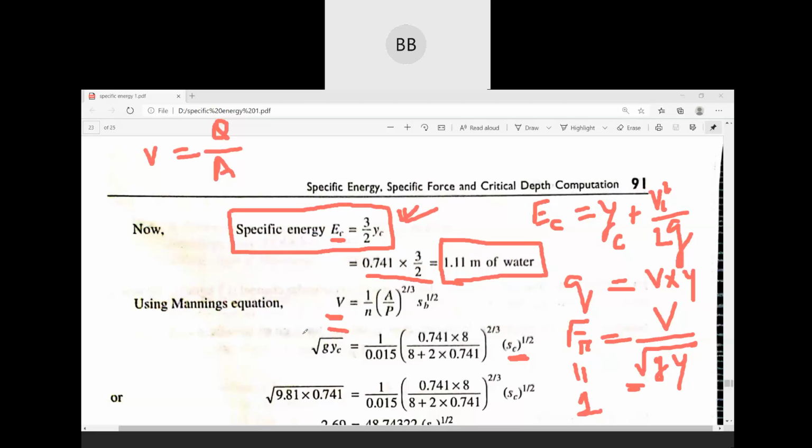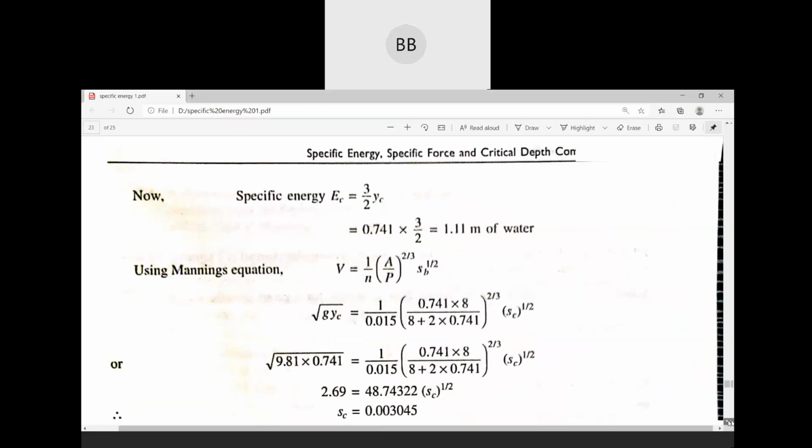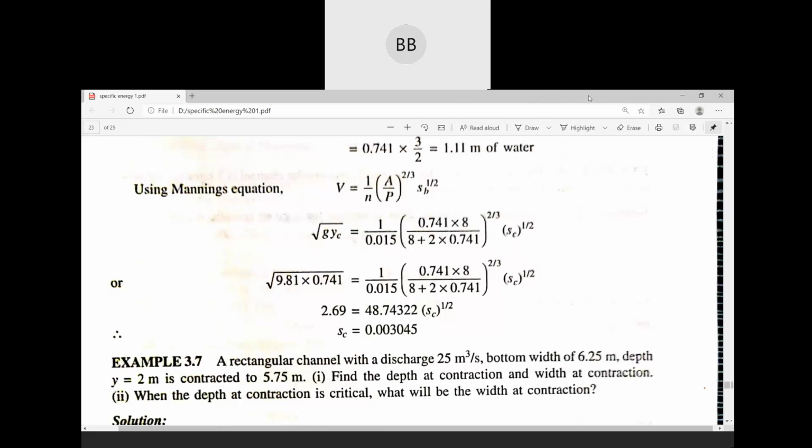So in place of velocity, they have written square root of g yc. Okay, so 1 by n value is already given in the question. R is equal to A by P, for a rectangular channel. I think this thing is very familiar to you all. And then yc to the power half. So from this equation, all the parameters are known except the yc value. So you can find out the yc value from this equation. You try to solve and see whether you are getting the same value or not. Yc here is given as 0.003045.